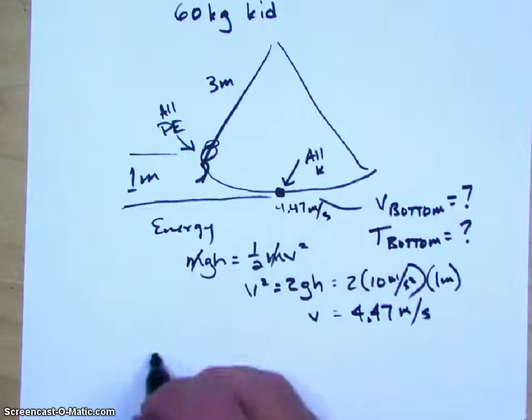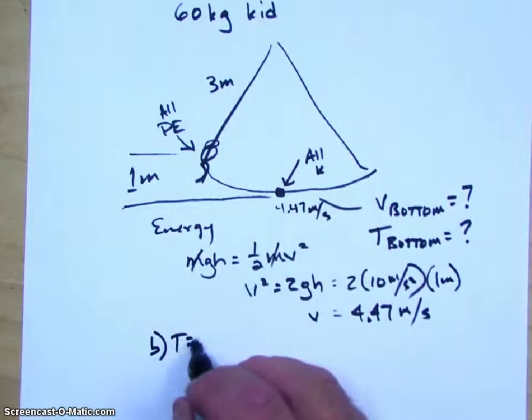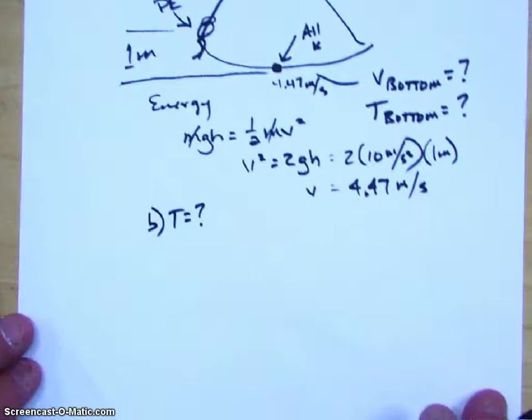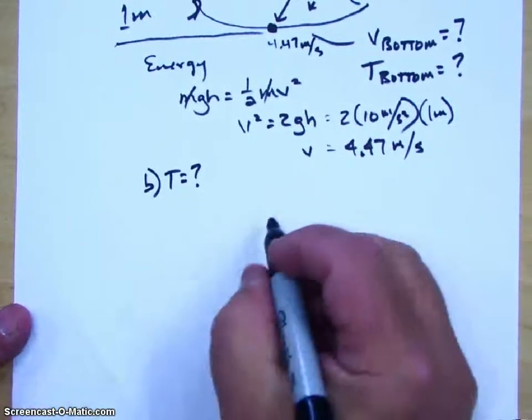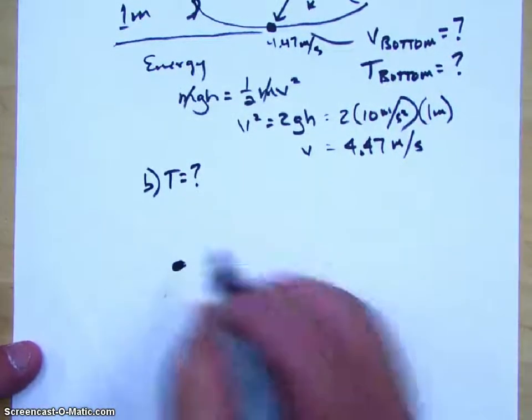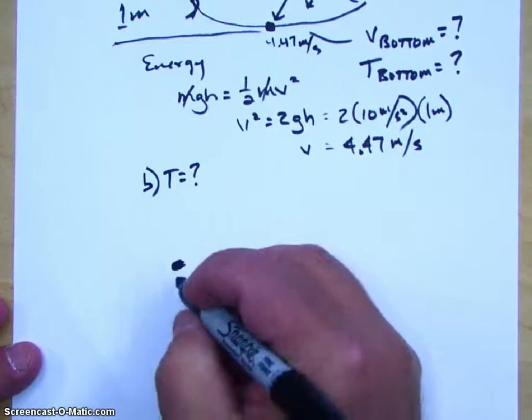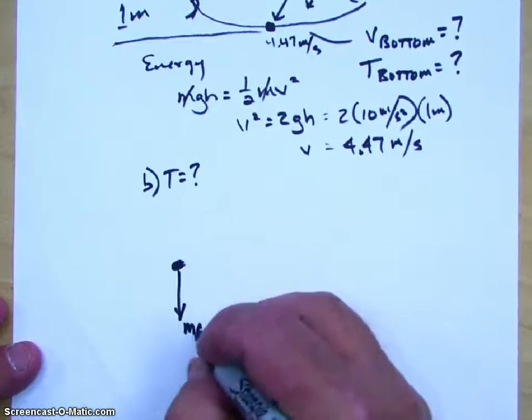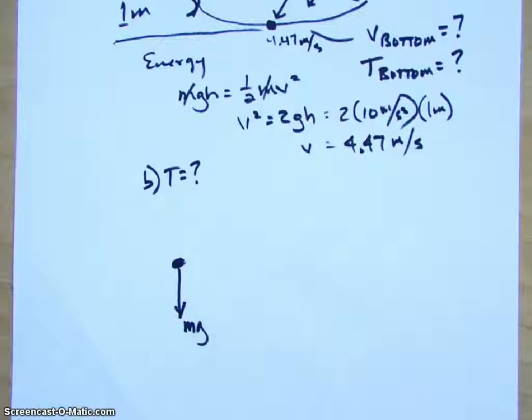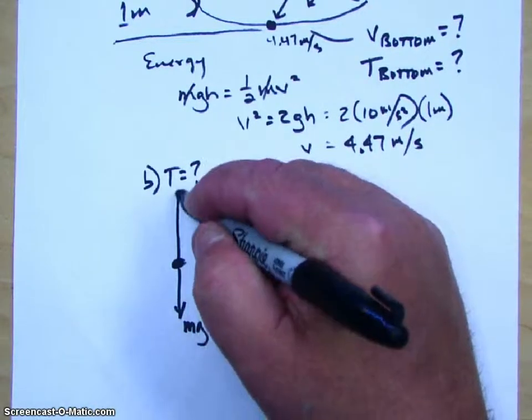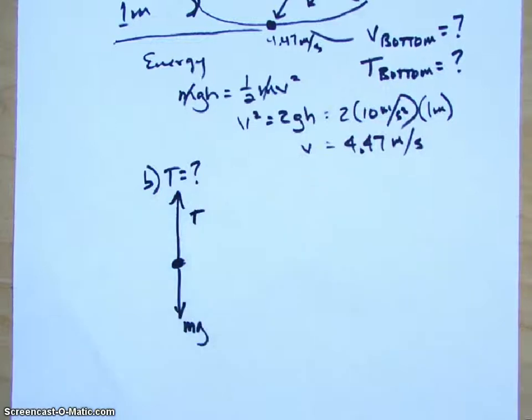Okay, now for part B, I want to figure out the tension in the rope. Now, as soon as I get to a force problem, I want to draw a free body diagram. So there's a kid sitting on a swing. Beautiful drawing. We know mg is acting down. In this case, T is pulling up. Now, is T going to be bigger or smaller than mg? It's got to be bigger because the kid is accelerating towards the center of the circle. So I would simply draw it bigger.